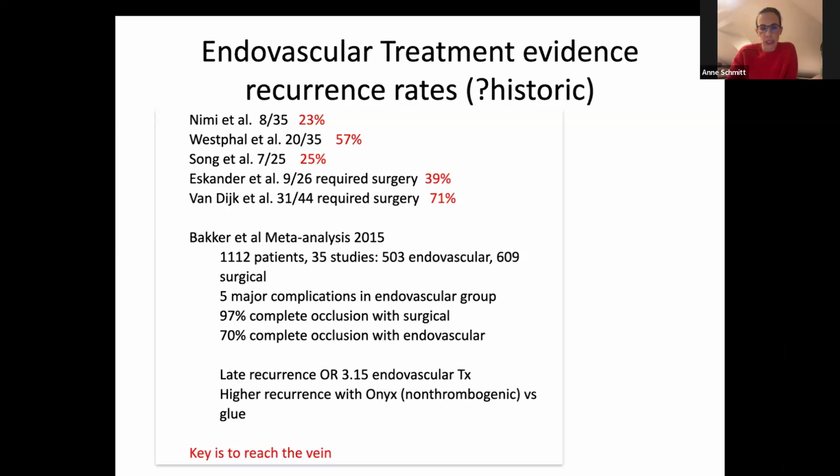And also what's recently been demonstrated is that there is a higher recurrence with Onyx versus glue. The key is always, when you treat a dural arteriovenous fistula, to reach the vein, because it is a venous pathology. But I think the higher recurrence rate with Onyx stems from the fact that Onyx is non-thrombogenic versus glue, which is actually fairly thrombogenic and probably promotes the healing process much more.